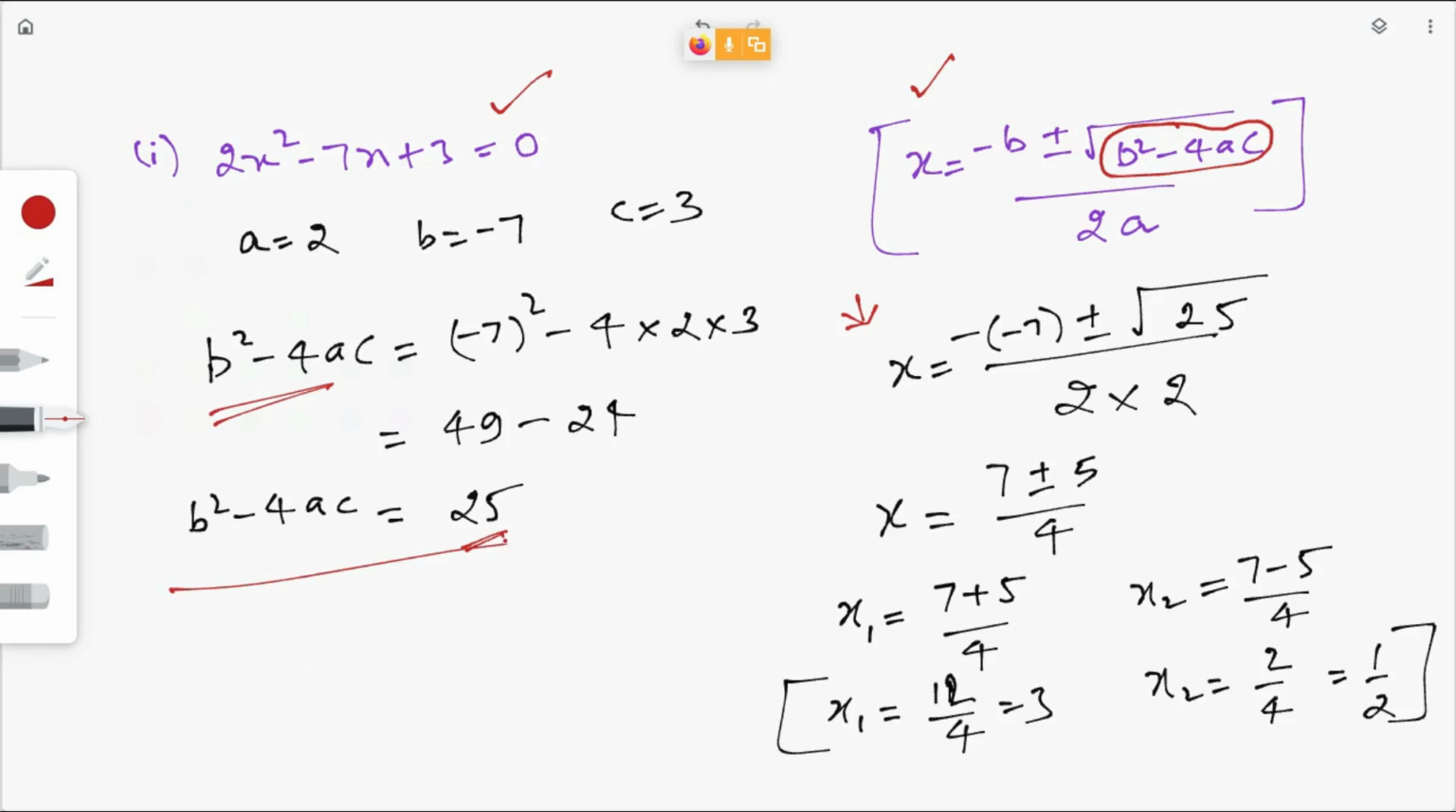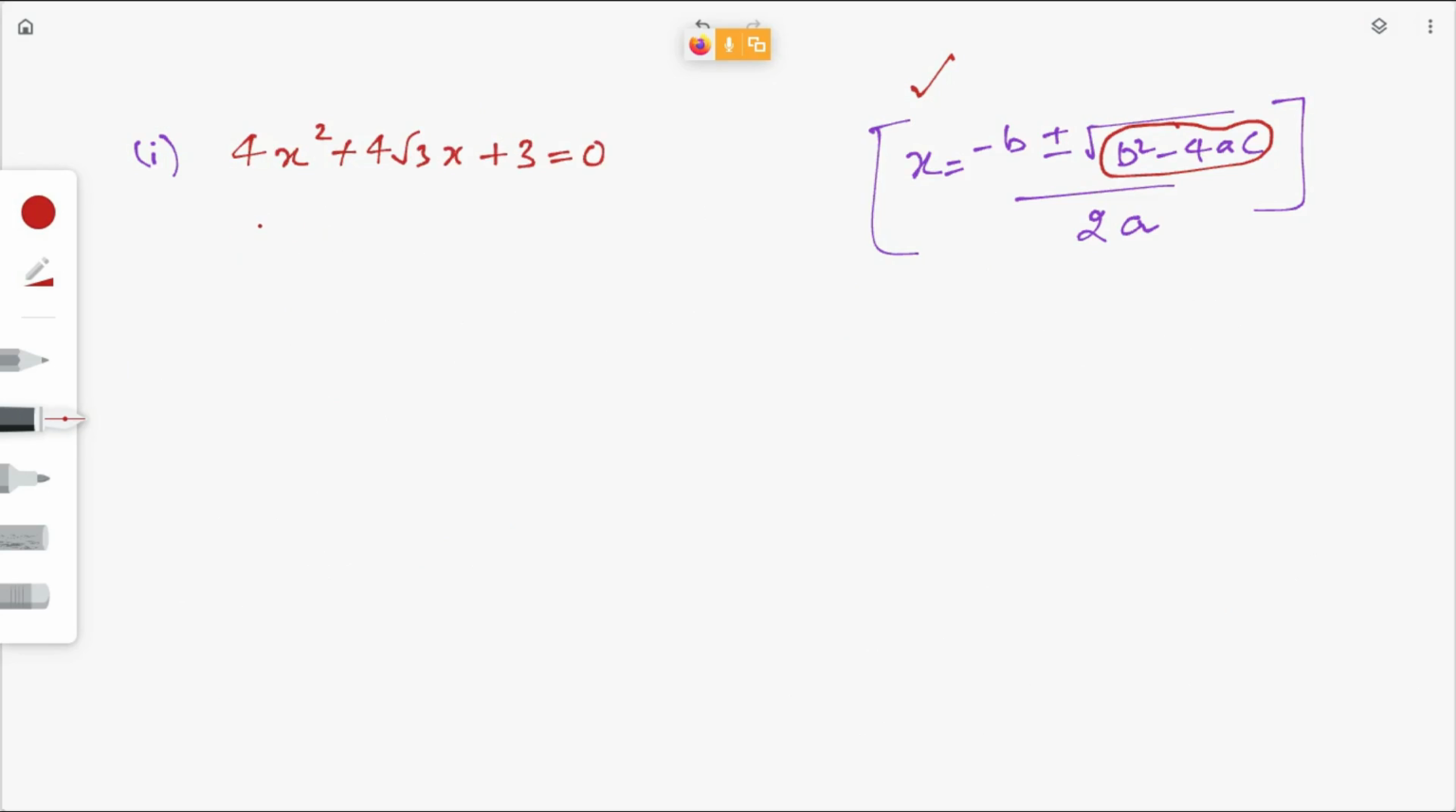Just substitute this b square minus 4ac here. What is this b square minus 4ac? Same, right? So instead of finding it again, just replace this b square minus 4ac by this 25. Okay, and then simplify this one. Then you will get the x value.